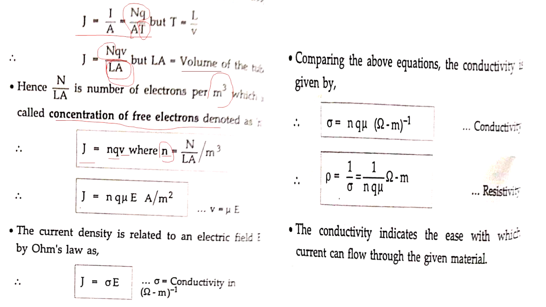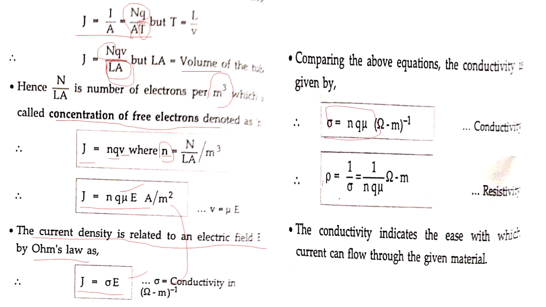So the general expression for current density is J equal to n Q mu E, in ampere per meter square. The current density is related to the electric field in general by Ohm's law, with this equation J equal to sigma into E. So now we have two equations for current density. If I equate these two, E cancels on both sides. The remaining is sigma equal to n Q mu. That is called the conductivity.